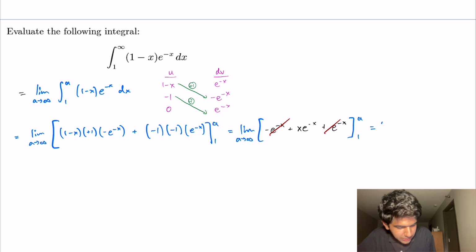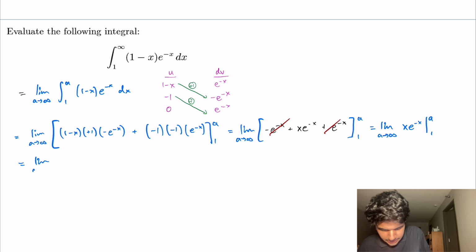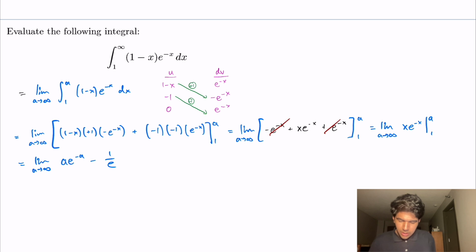the limit as a approaches infinity of x e to the negative x evaluated from a down to 1. So let's now plug in our limits using the fundamental theorem of calculus. That's the limit as a approaches infinity of a e to the negative a minus 1 times e to the negative 1, which we can rewrite as just 1 over e. Okay, but what is the limit as a approaches infinity of a e to the negative a?